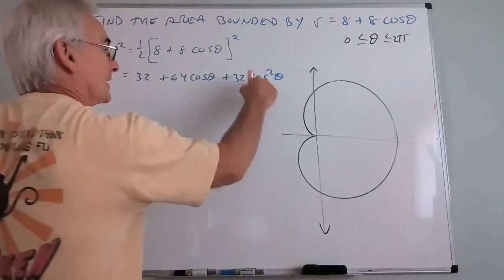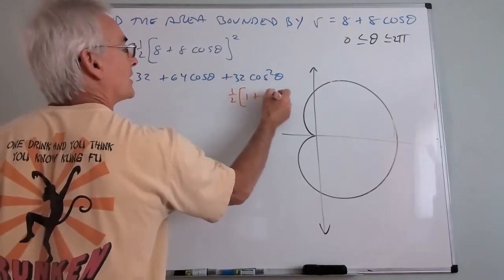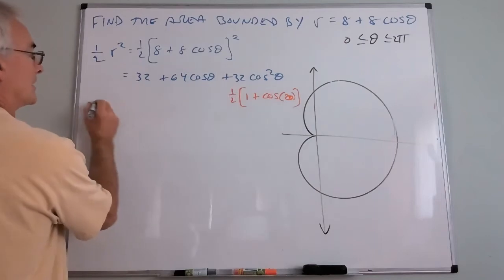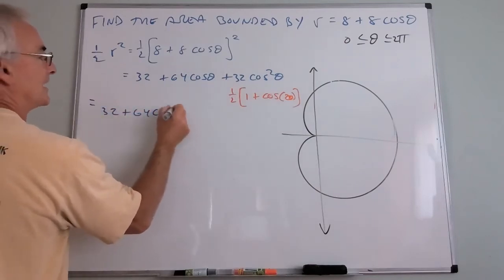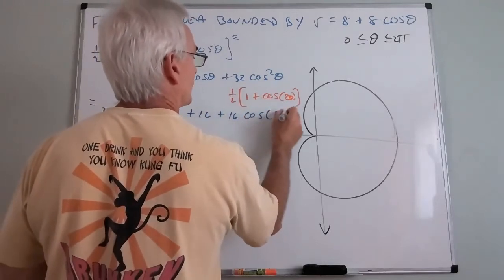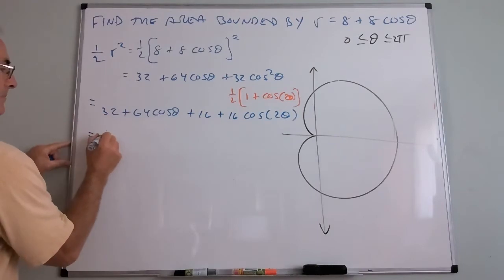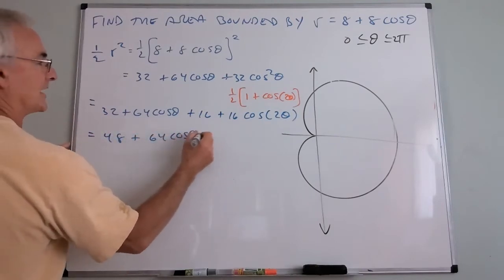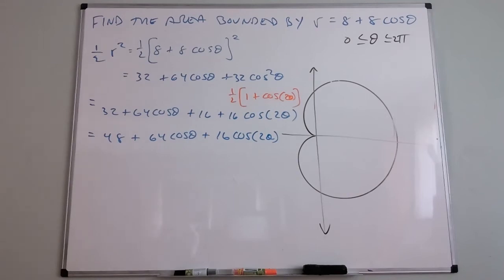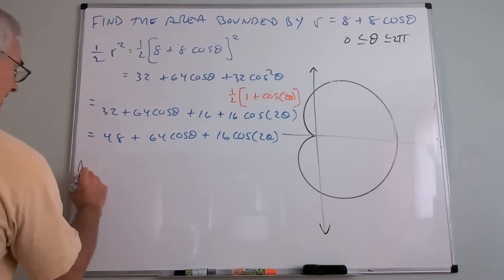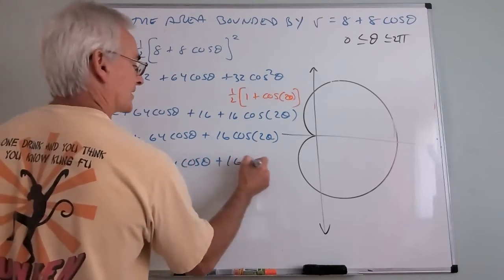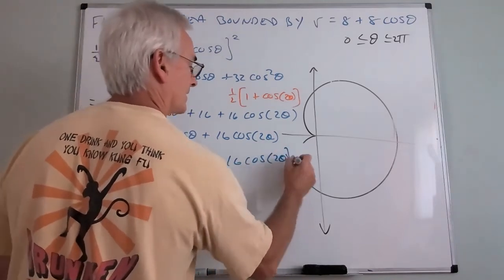So then let's change this. I need this 1/2 times 1 plus cosine of 2 theta. So I'm going to distribute the 32, which is 64 times the 1/2, into the quantity. So this is 32 plus 64 cos theta, plus 16 cosine of 2 theta. Because I have two constants, let's go ahead and add them. So I have 48 plus 64 cos theta plus 16 times the cosine of 2 theta. That is going to be my integrand. When all is said and done, I'm integrating that. So now I can say area equals the integral of 48 plus 64 cos theta plus 16 times the cosine of 2 theta d theta.